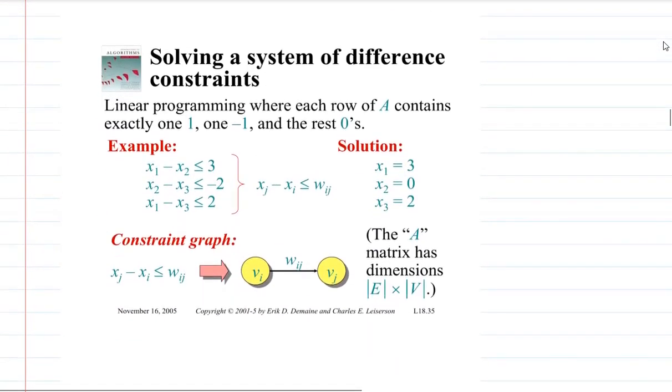Now why are we discussing this problem in shortest path? That means there has to be some kind of a link between a system of difference constraints and the shortest path, which we are discussing right now.